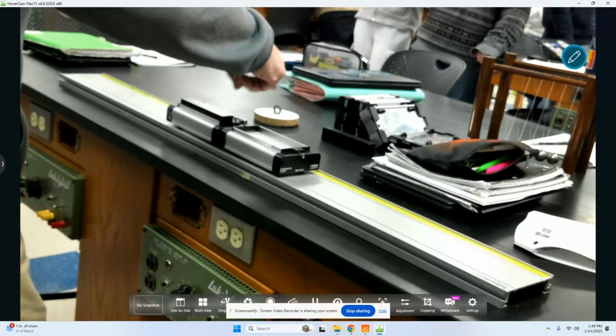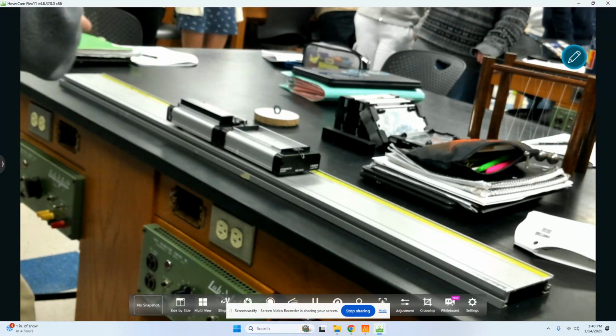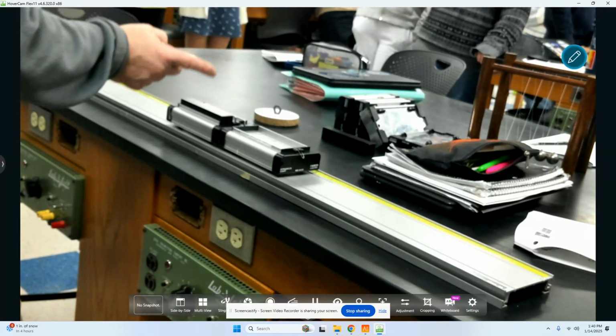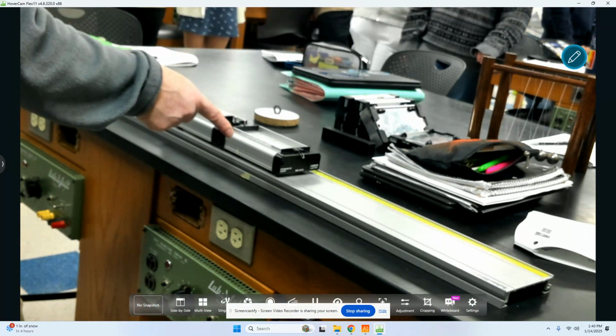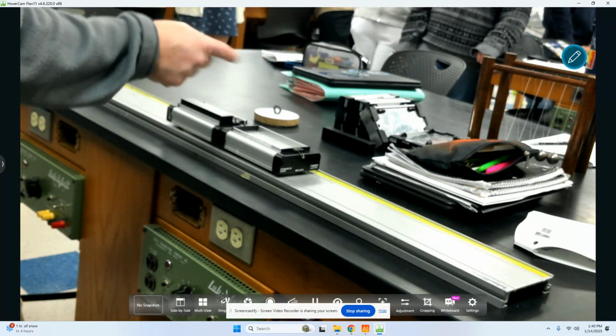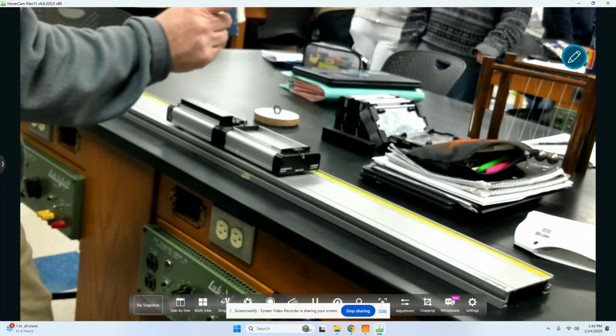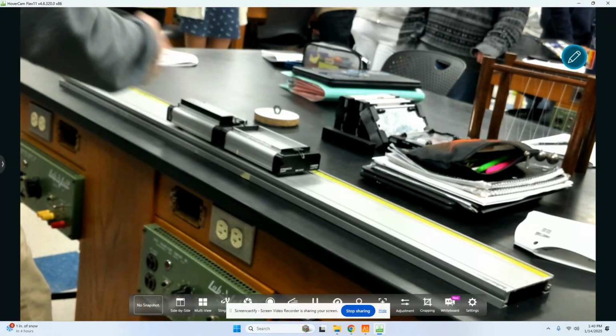If I do this here, one of these is obviously going to go off faster than the other one, correct? Which one's going to go off faster? The lighter one. How much faster? It should be twice, because that mass times twice the velocity should be twice the mass times half that velocity, right?